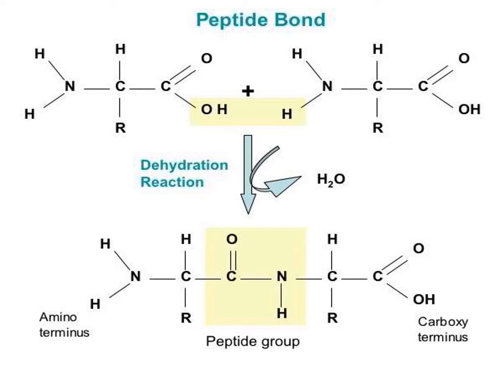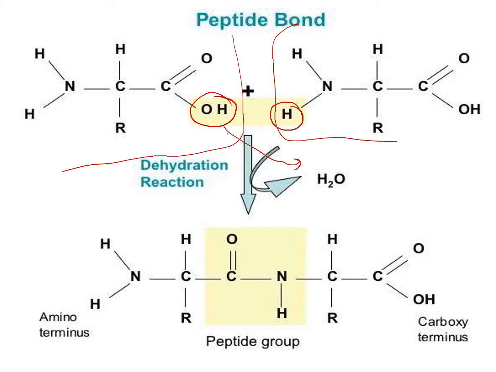So this is the clearer version of the explanation when peptide bond is being formed. So again, you have one amino acid here, and this is the other amino acid. And during the dehydration process or the condensation reaction, the OH here in the first amino acid will be released, and the H here from the amino group of the second amino acid will also be released, forming now water.